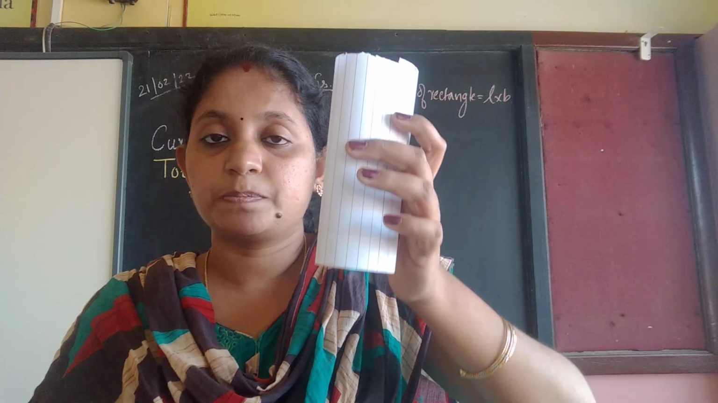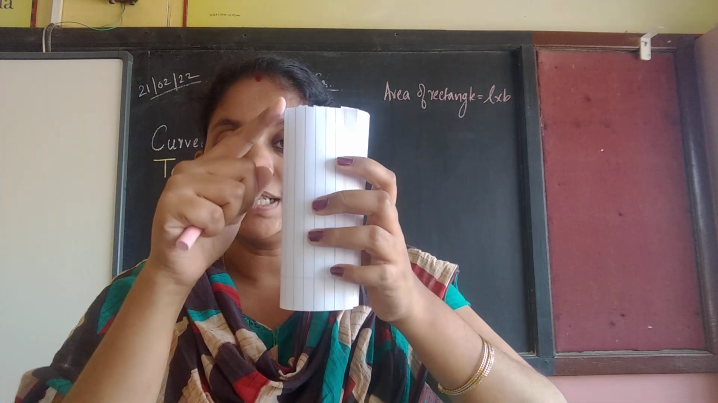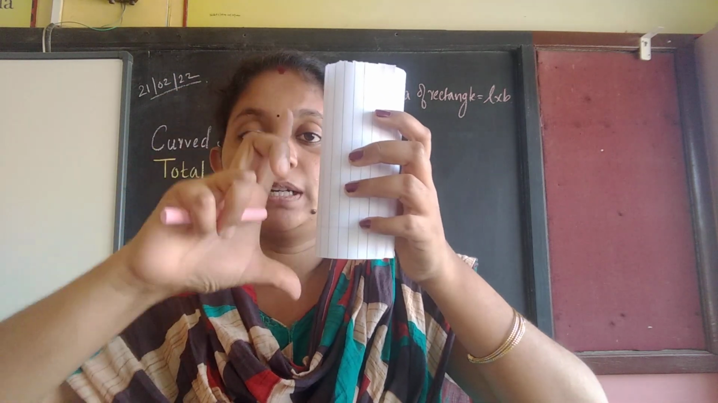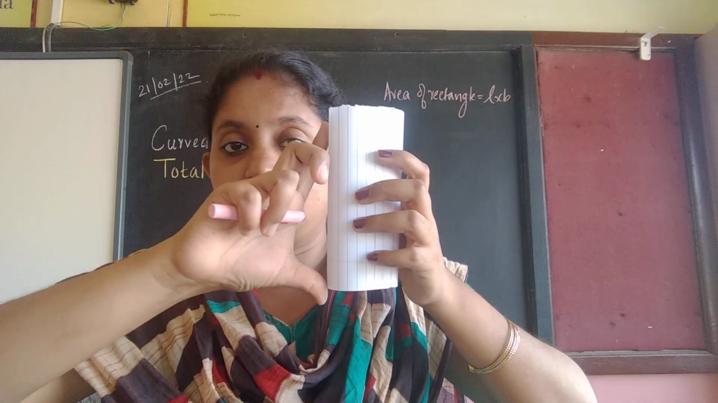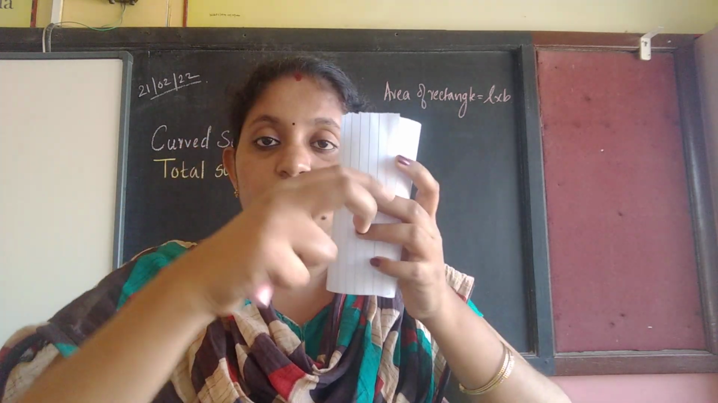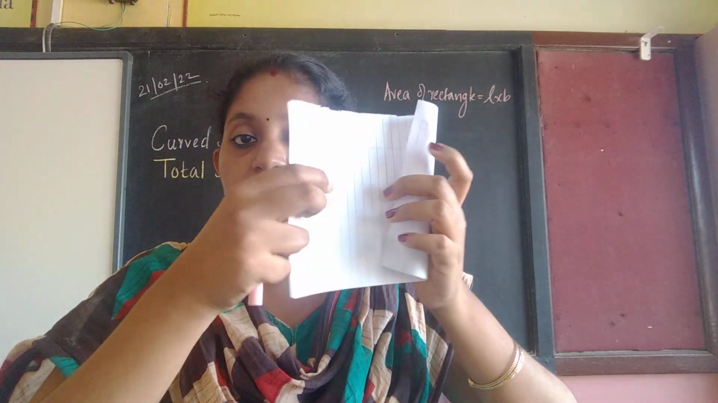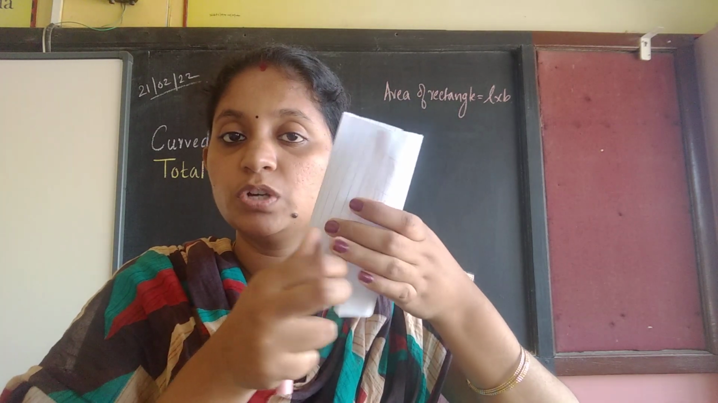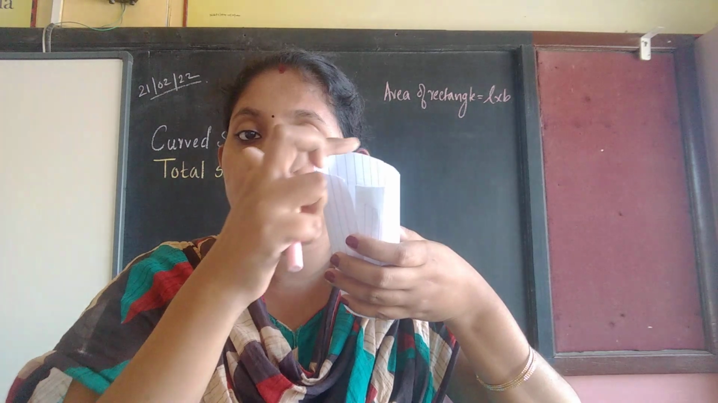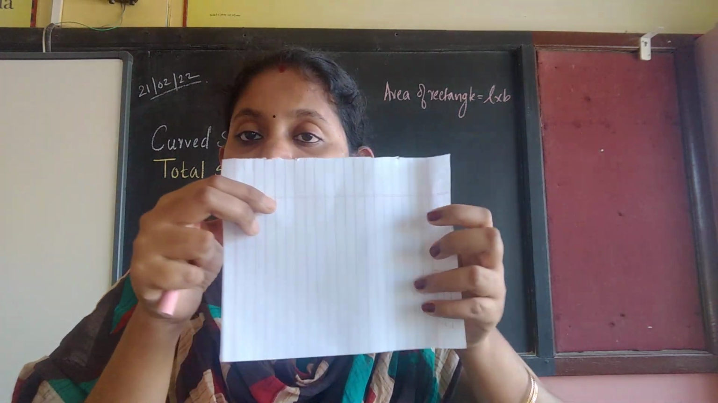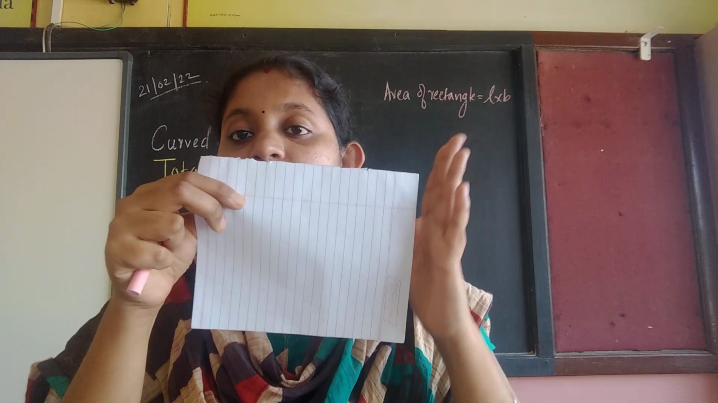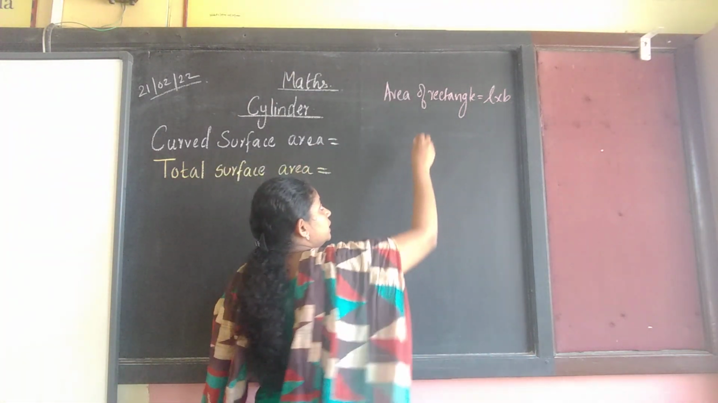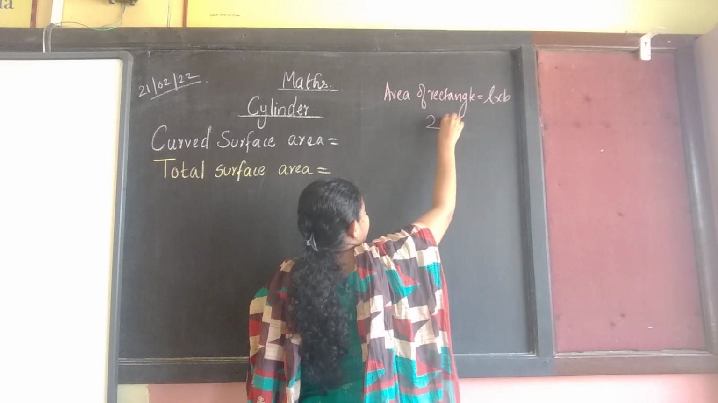Now when I keep this cylinder like this, as it goes on increasing or decreasing, this is what? This is the height of that cylinder, correct? So this is the height. So when I open this up, this is the height, and when it was closed, what was this part of the cylinder? It was the circumference. So when we open this, here circumference, here height. You all know what the circumference of a circle is? Nothing but 2 pi r.